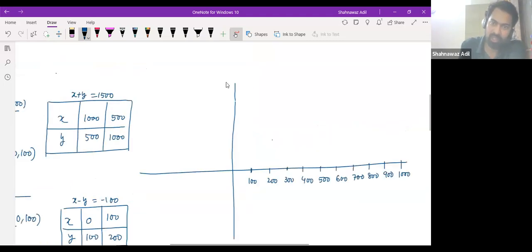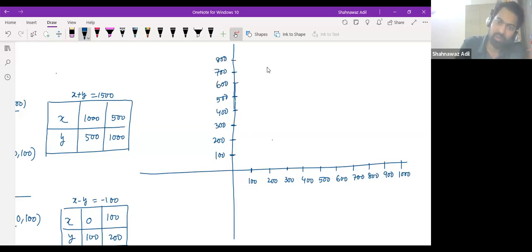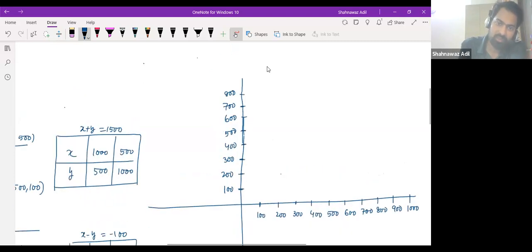But we have to take 0 to 1000 on the y-axis. So 100, 200, 300, 400, 500, 600, 700, 800. Yeah, so we should have taken 200 big divisions, but this is also correct. This is 900, and then this is 1000.